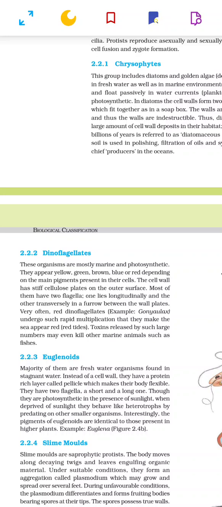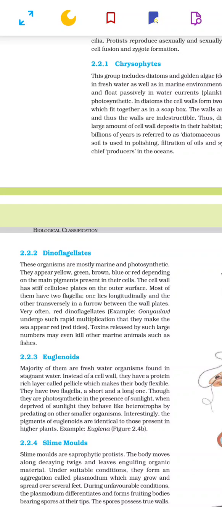Very often, red dinoflagellates, for example Gonyaulax, undergo such rapid multiplication that they make the sea appear red, which is known as red tides. Toxins released by such large numbers may even kill other marine animals such as fishes.